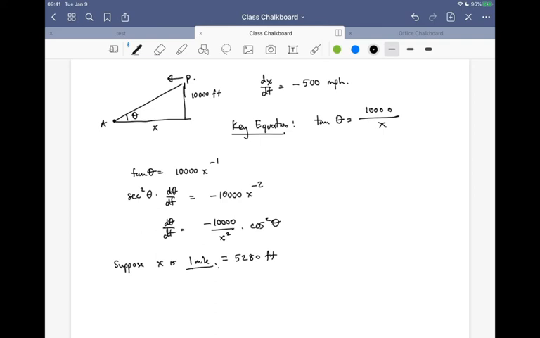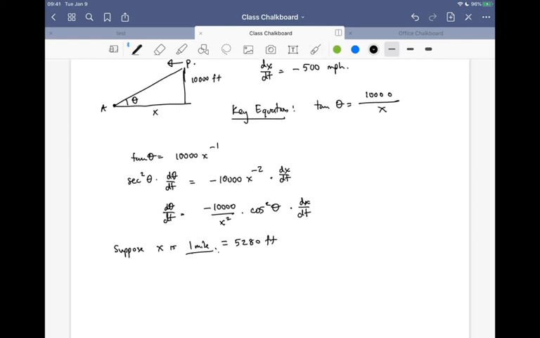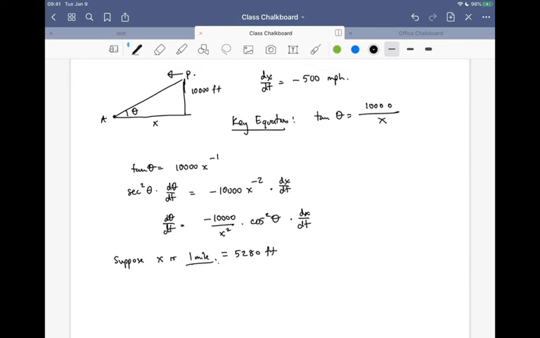Do we not need to include the dx dt there? Good point, thank you. I forgot that. Right, so see, even I managed to forget those, the dx dt's and whatever. Okay, so yeah, my bad. So if x is 1 mile, that's 5,280 feet. Really would have been nicer to do this in metric units, but whatever.